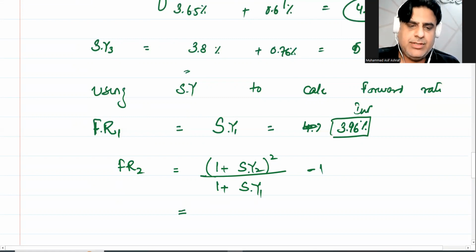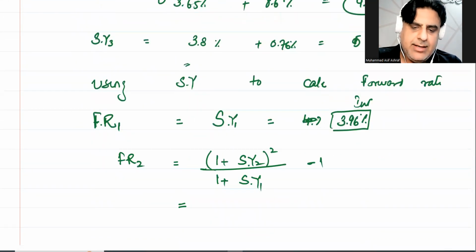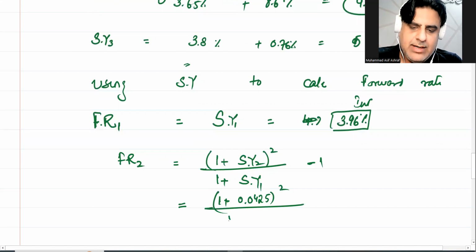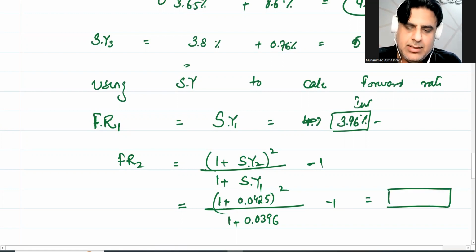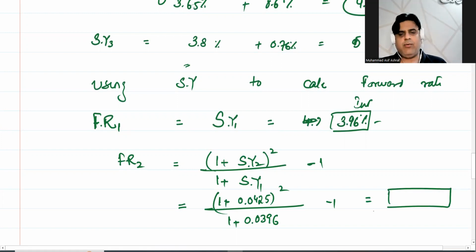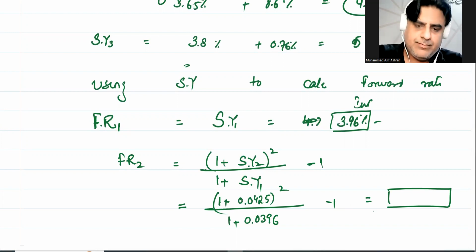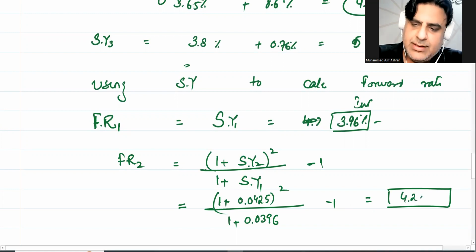So year 2 spot yield is 1 plus 0.0425 raised to the power 2 divided by 1 plus year 1 spot yield, this 1.0396, minus 1. So this would be the forward rate of year 2. Let's say it is 4.2%.